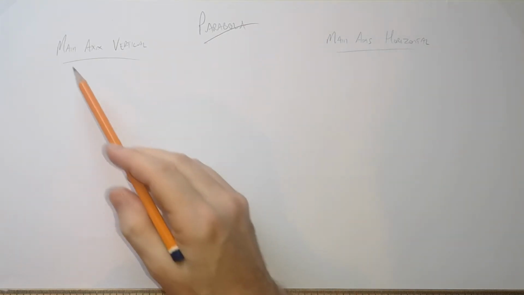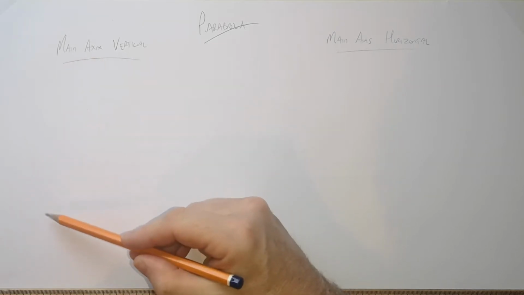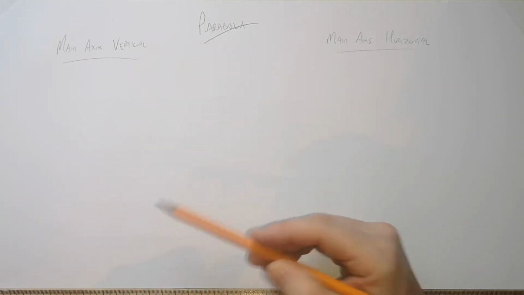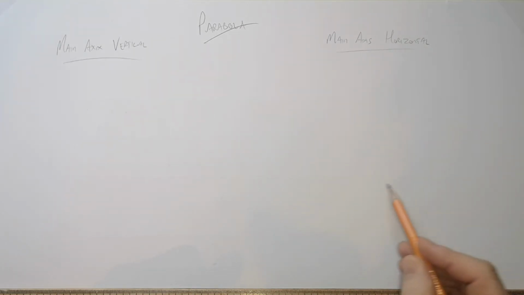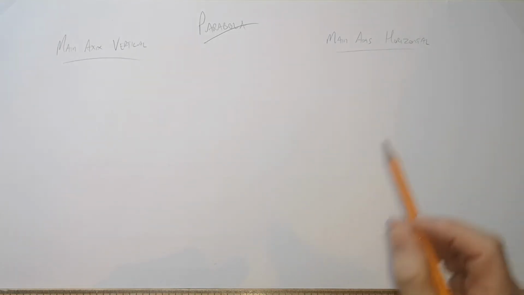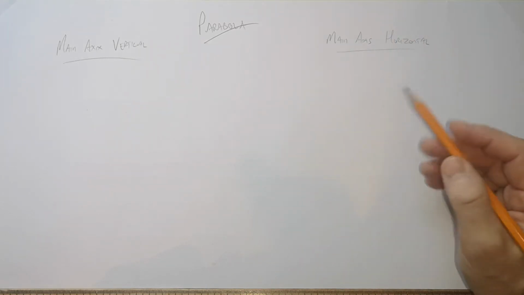Alright, so one when the main axis is vertical, so this parabola is going to go up and down like that. And this one where the main axis is horizontal, so the parabola is going to be this kind of a shape.